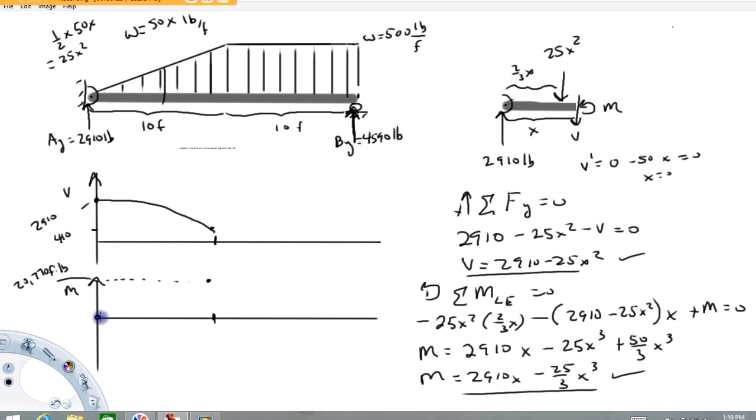Now, I'm going to talk about the concavity here. We can tell the concavity by a couple of ways. First, I'm going to calculate the derivative of this function and use that information here. The derivative, no doubt, we're going to get a positive quantity, but if I calculate the derivative of that, let's see, we're going to get 2910 minus 25x squared. Now, by the way, you'll notice that when I differentiated the moment, I got the function for the shear, and that's not a coincidence.